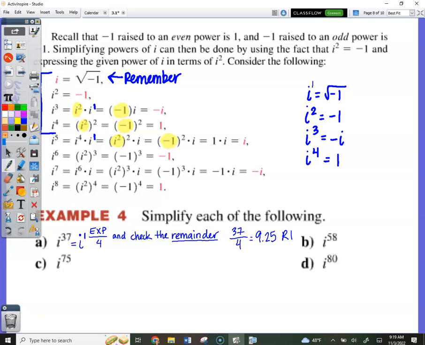Now, I don't expect you to know what I just did by seeing just one example. Give me 3 more examples, and then I think you'll understand it. Let's go to B. 58. So i to the 58th power. 58 divided by 4 is 14.5. Draw an arrow. That means a remainder of how many? 2. How many quarters? 2. So this here is going to be the same thing as i squared. What is i squared? -1. That's the answer.